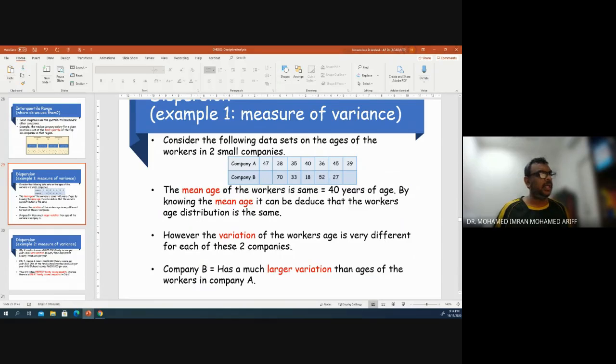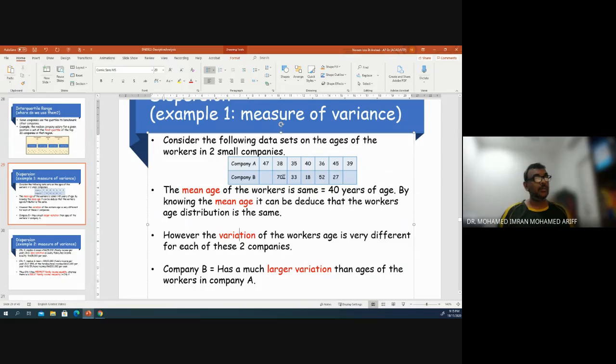The mean age of workers is the same, 40 tahun. Untuk kedua-dua company ini, setelah tambah tolak, we find out that the mean is sama. By knowing the mean age, it can be deduced that the workers' age distribution is the same. So daripada sini mungkin kita boleh katakan age distribution dia sama, lebih kurang lah. However, the variation of the workers is very different from each company. Berbeza sungguh. Walaupun purata tu sama, tetapi variasi tu berbeza.